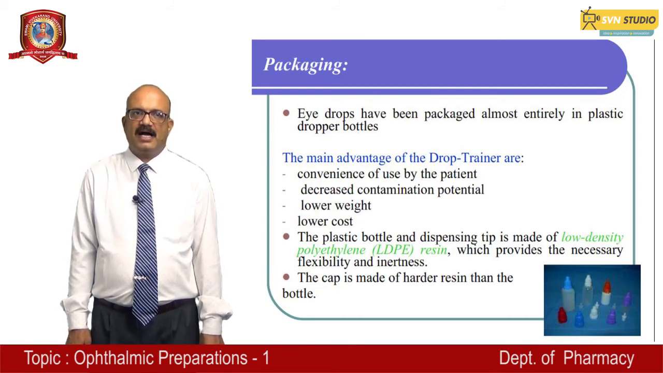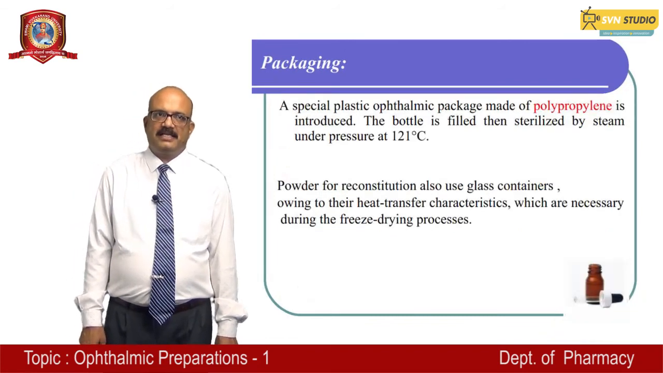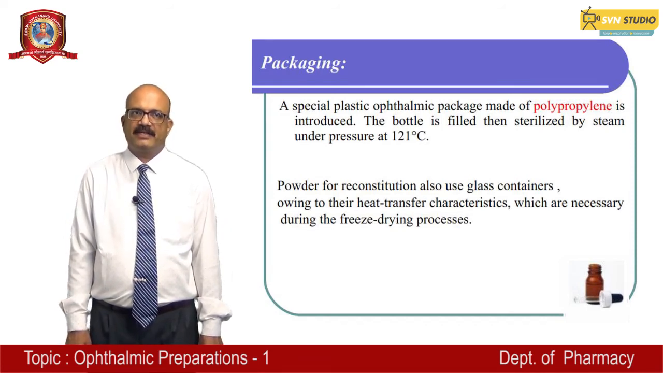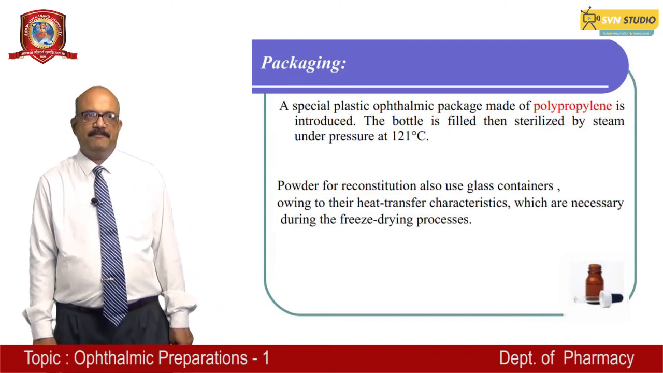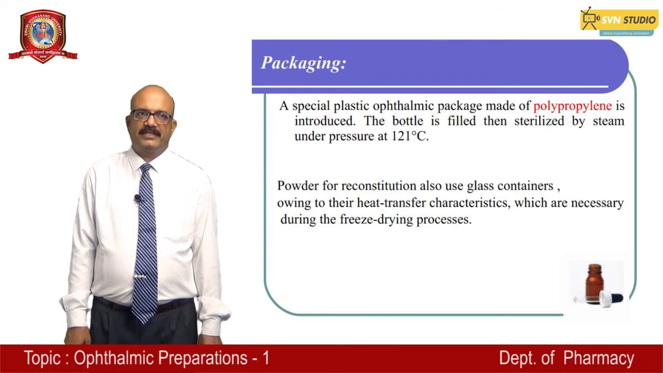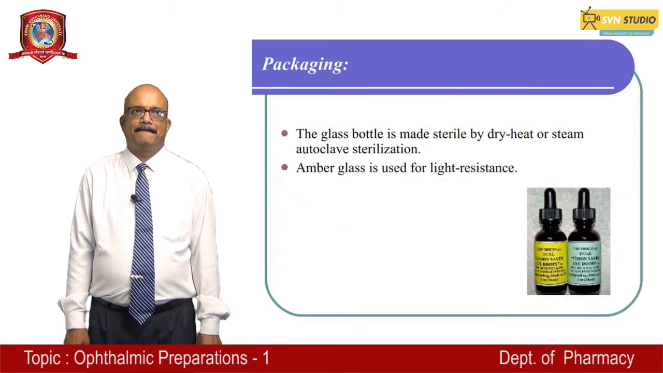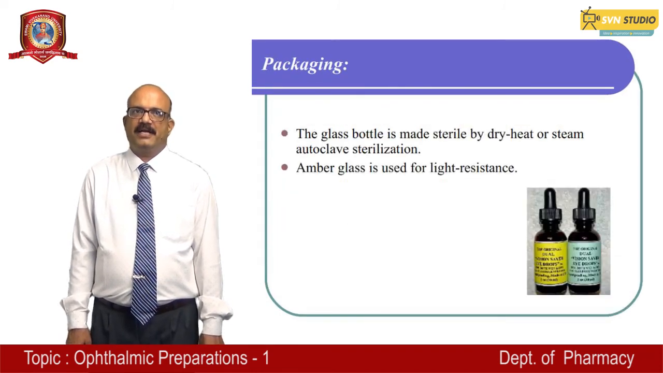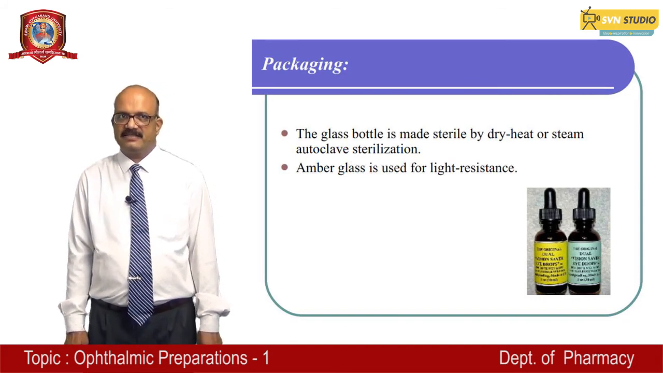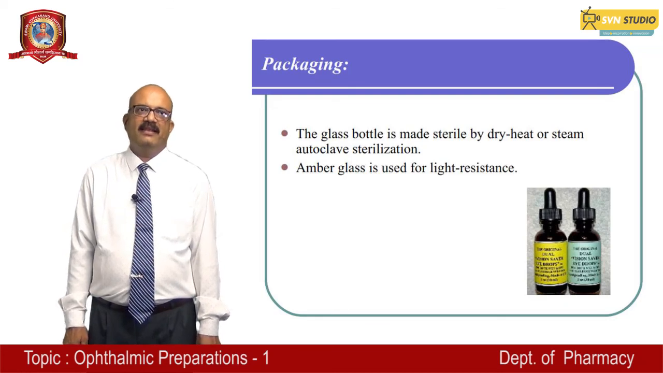The cap is made of a harder resin than the bottle. A special plastic ophthalmic package made of polypropylene has been introduced. The bottle is filled, then sterilized by steam under pressure at 121 degrees centigrade, that is, autoclaving. Powders for reconstitution also use glass containers owing to their heat transfer characteristics, which are necessary during the freeze drying process. The glass bottles are made sterile by dry heat or steam autoclave sterilization. Amber glass is used for light resistance, as you know very well.